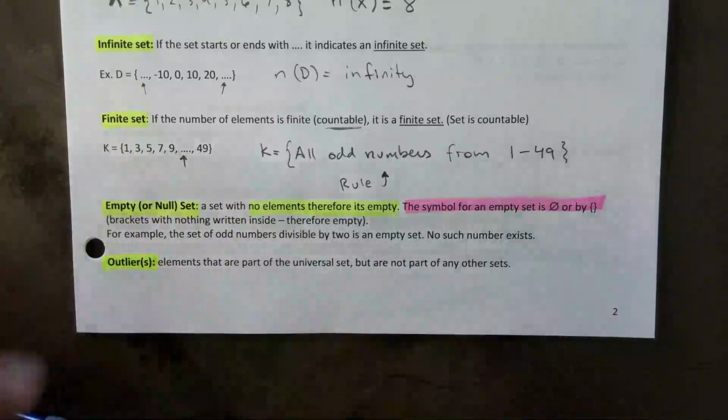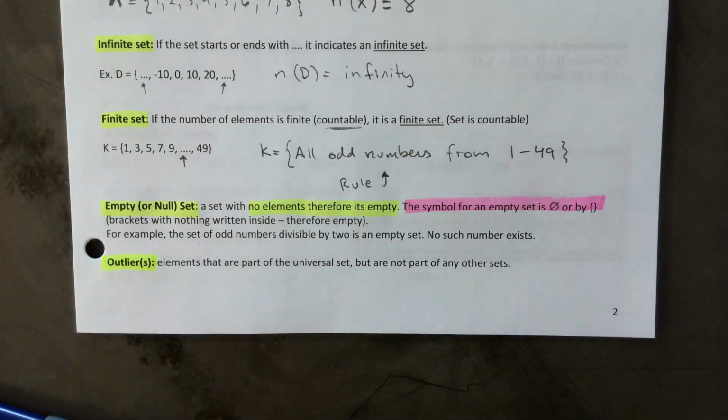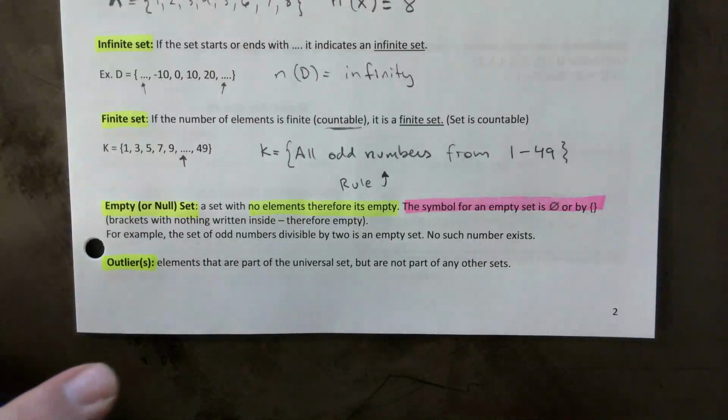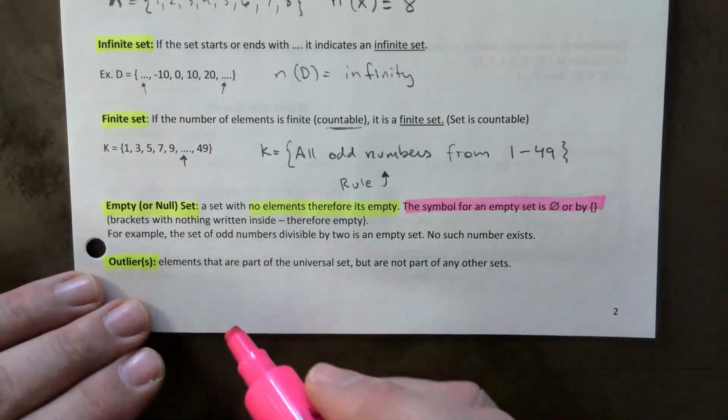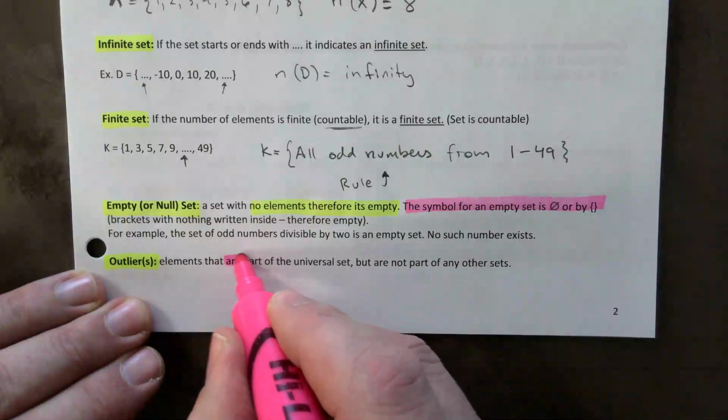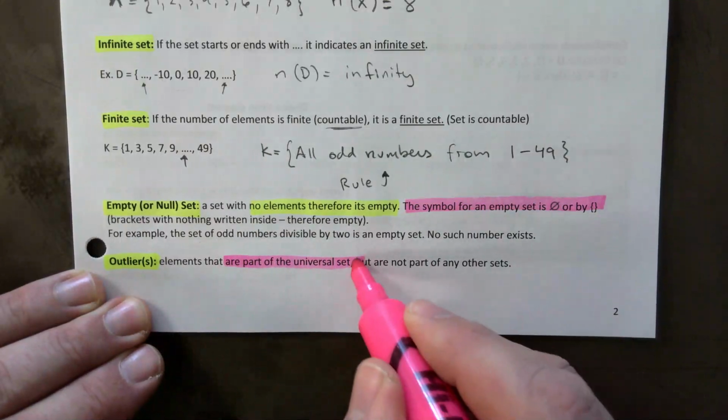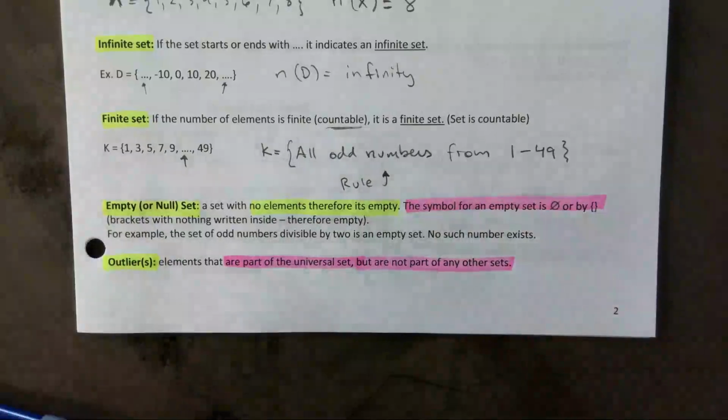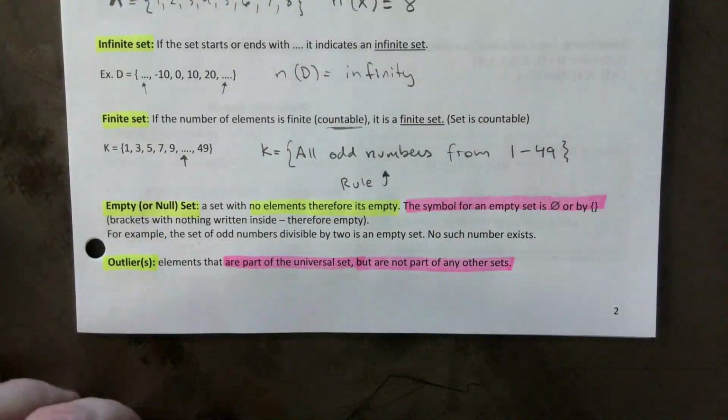Outlier, or outliers. This one I'm actually going to give you an example for. They are part of the universal set, but not part of any other sets that have been created.